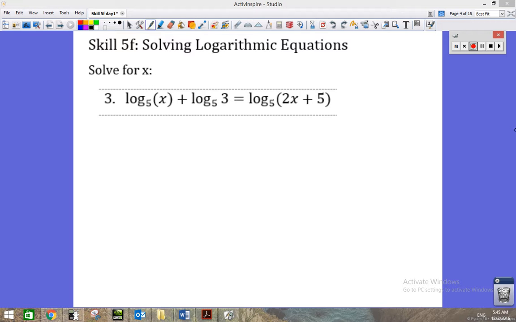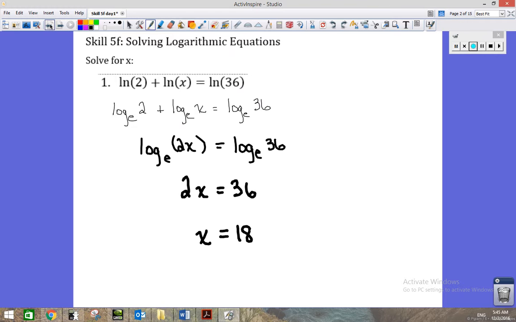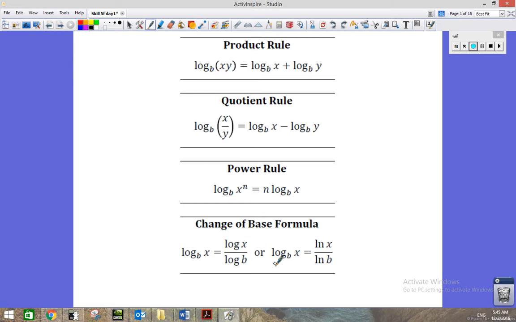We're looking at skill packet 5, exponential and logarithmic equations, and in this skill 5F, we're solving log equations. You definitely need to know your properties of logarithms, these formulas, in order to do these.